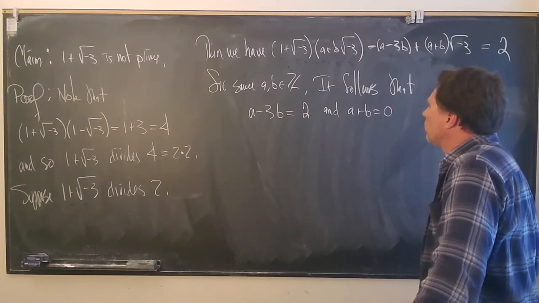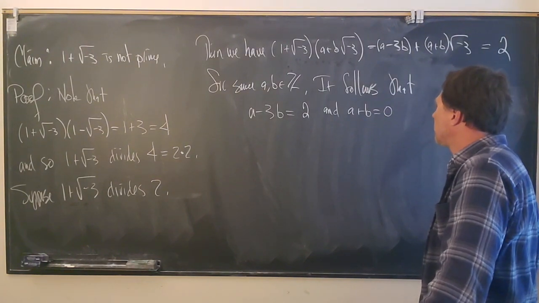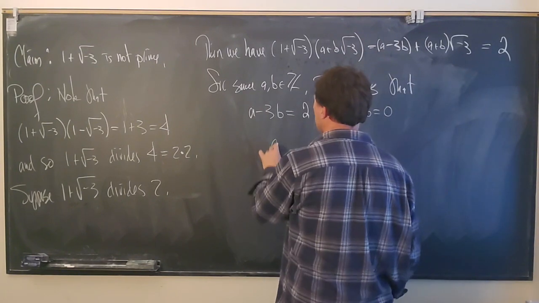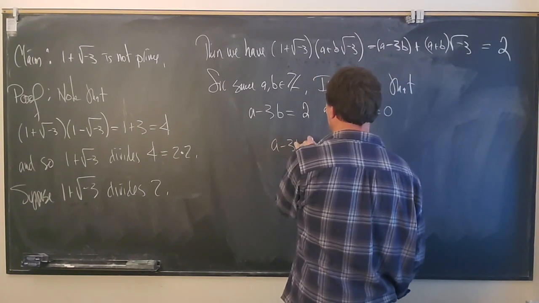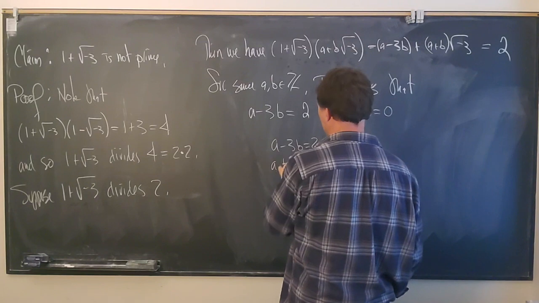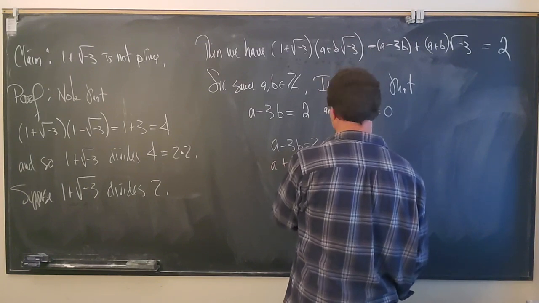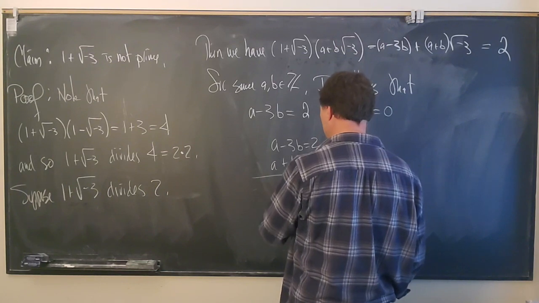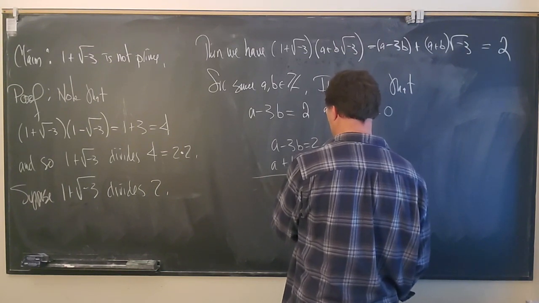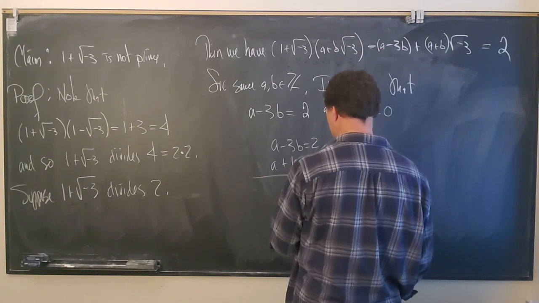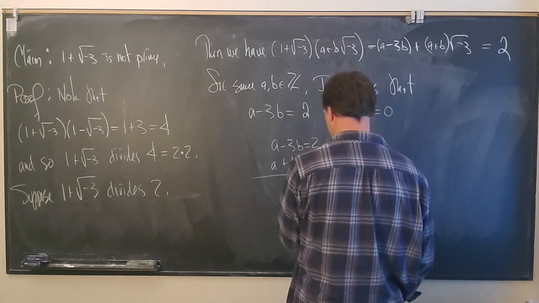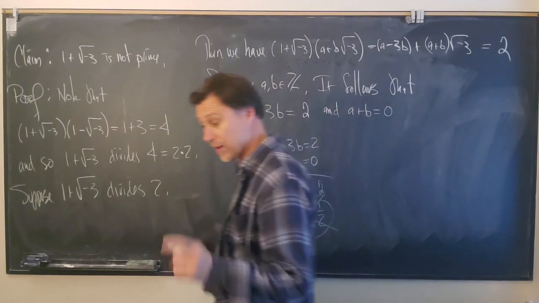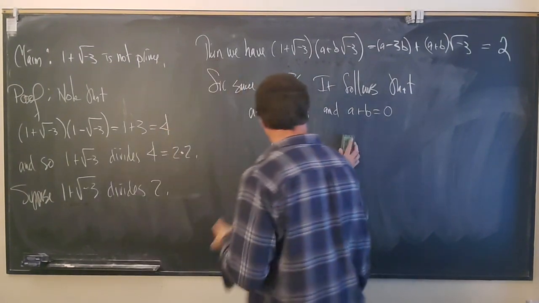If I subtract one from the other, that's going to give me that. So in fact, let's actually do the solution here. So a minus 3b equals 2. You don't need to write this down. A plus b equals 0. I'm going to subtract. That's going to give me negative 4b equals 2, which means that b has to equal minus 1/2. We know that that can't happen. All right, we have to have integer solutions. So you don't need to write this part down.